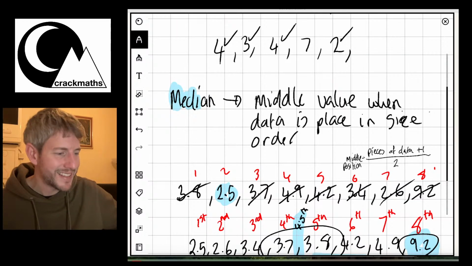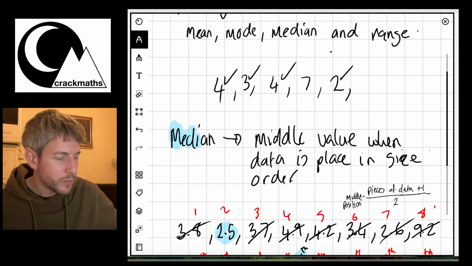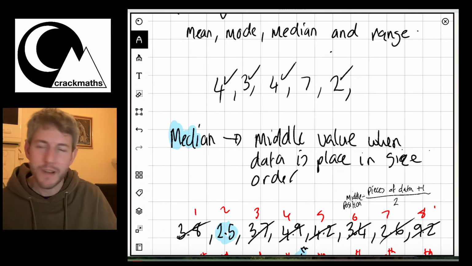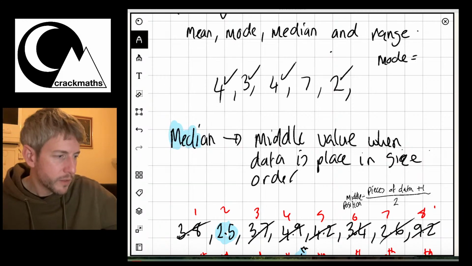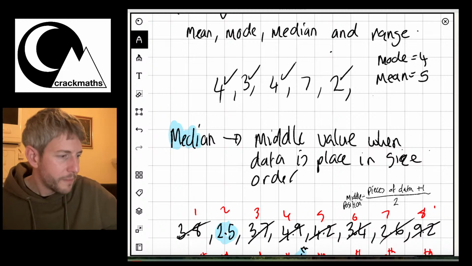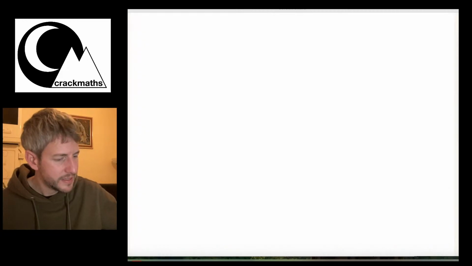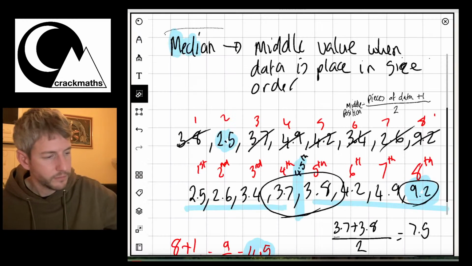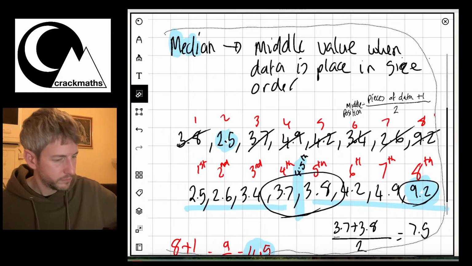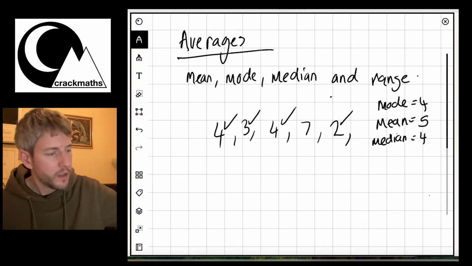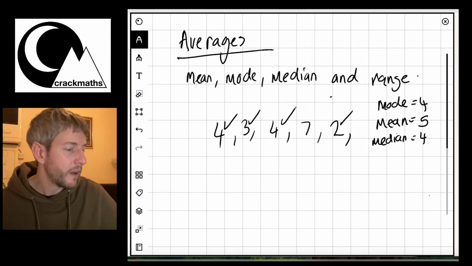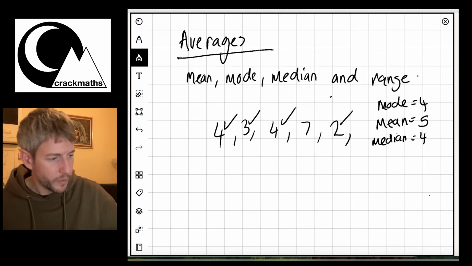Okay, here we go. Oh, there's the data. There it was. So this data set, we've found several averages for it, haven't we? We found that the mode equals 4. The mean was 5. And the median was 4. Okay, let me just delete all of this. Okay. So here we go. We found that the mode is 4, the mean is 5, the median is 4, and now we've got this last one, which is the range.